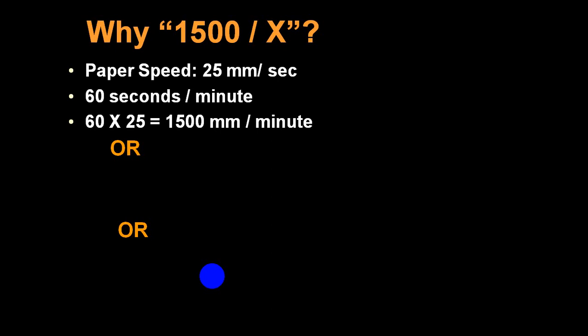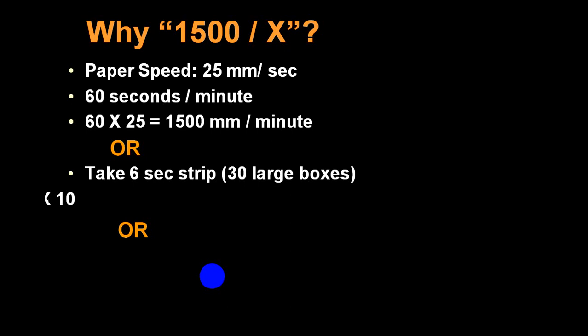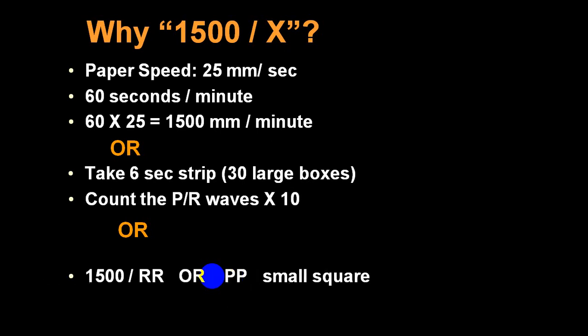That is very tedious and a wastage of ECG paper. So usually we utilize either 6-second strips, which is 30 big square large boxes. You calculate the number of QRS complexes or P waves in the 6-second strip and multiply by 10, or you calculate the RR interval: 1500 divided by the number of small squares between R to R, or the number of small squares between P to P, will give you the answer regarding the rate.